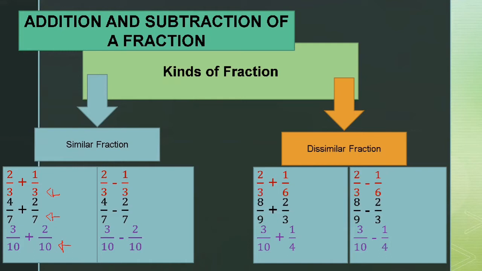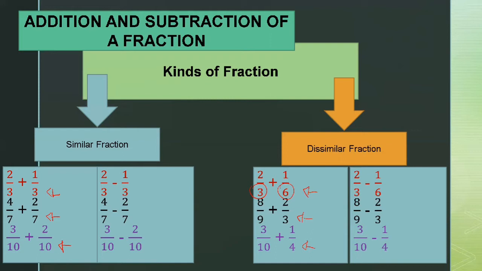Kapag naman sa another kind of fraction natin, which is the dissimilar fraction, ang denominator natin ay magkaiba. Let's have an example here: 2/3 plus 1/6. If you notice, yung ating denominator magkaiba. Isa yung 3, yung isa naman ay 6. Same with the second example, 8/9 and 2/3. Another example, 3/10 and 1/4. Makikita natin, the denominator is not the same, which is dissimilar fraction.